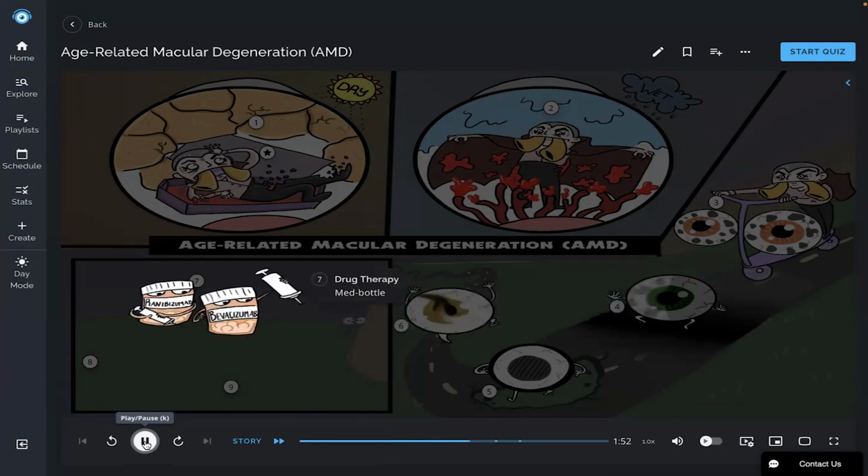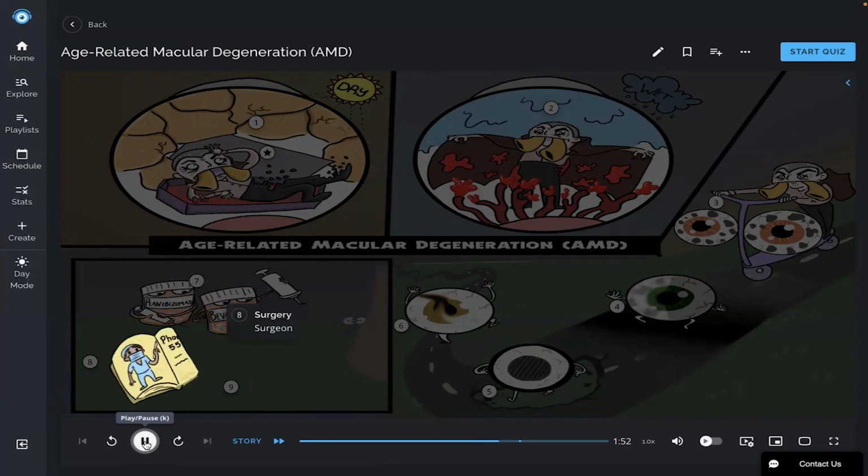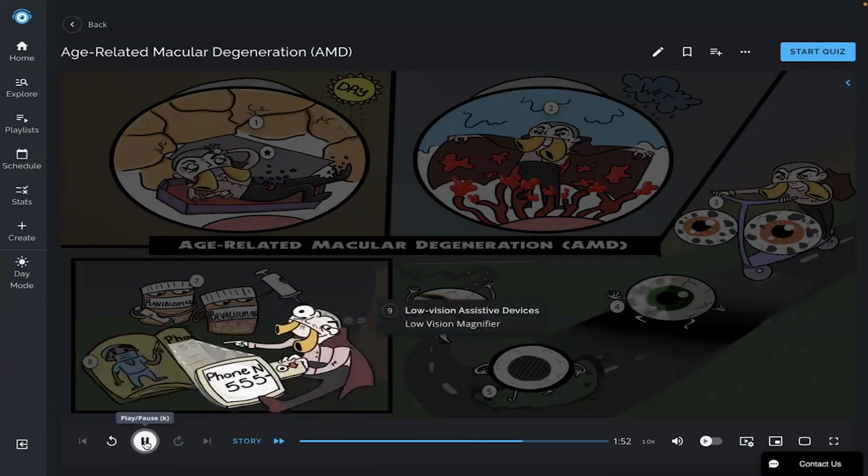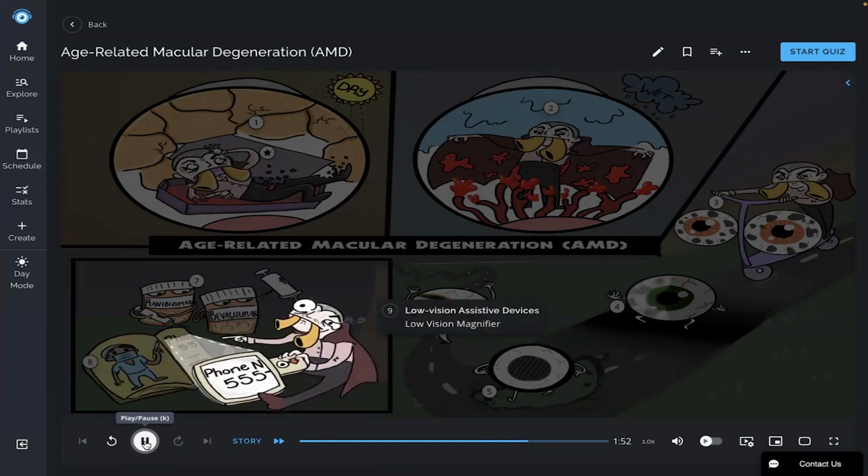the road. Considerations for treatment include drug therapy with anti-angiogenic medications, shown as the med bottles treating old Dracula after he rode off the cliff. Surgery is another option for patients, and this is shown as the surgeon with the scalpel this Dracula tried to call after finding him in a phone book. Unfortunately, he couldn't read the phone number because of his vision, so he used a low vision magnifier, describing that patients should use low vision assistive devices.